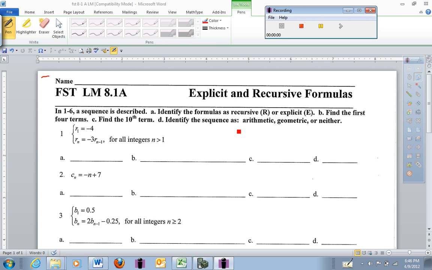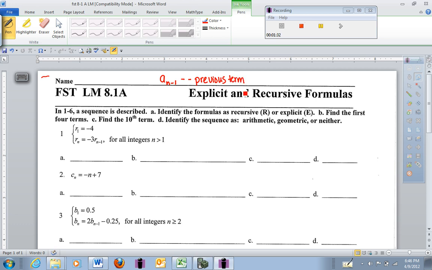Let's also talk about the difference between explicit and recursive. We know that a recursive formula has to do with this bracket on the side here. And what that has to do with is the fact that with a recursive formula, in order to know the next term, we have to build upon the previous term. So you will see, for instance, something in the formula where it says a sub n minus 1, and that's going to be denoting the previous term.